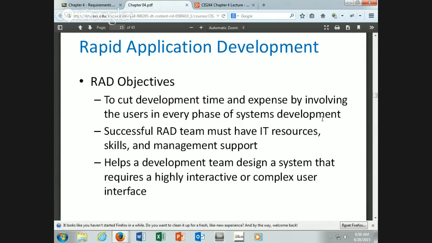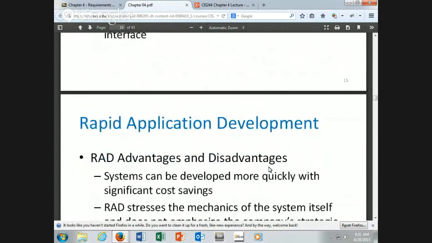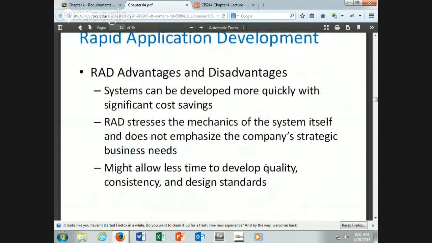Development team, a system that requires a highly interactive and complex user interface. Systems can be developed more quickly with significant cost savings, or can be very costly in a very short amount of time. So RAD stresses the mechanics of the system itself and does not emphasize the company's strategic business needs.